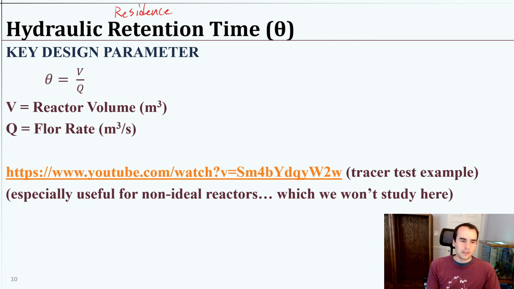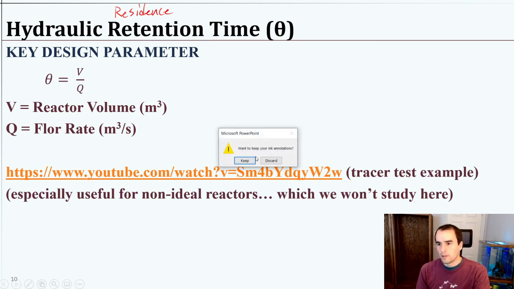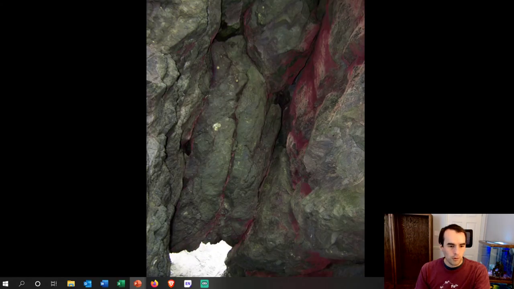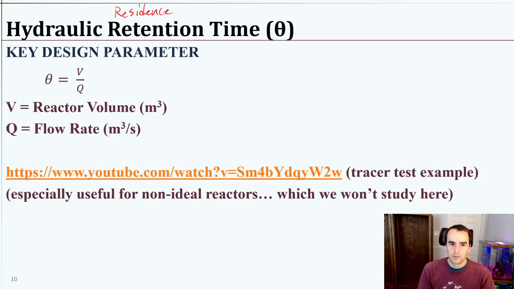So we define this term as theta equals volume divided by flow rate. And because I want to keep fewer typos here, I'm going to fix that typo real quick. Not a floor rate, it's a flow rate. So Q is the flow rate, V is the volume. This means if we take a look at the units, we have meters cubed divided by meters cubed per second. This turns into seconds on top. This is an example. You know, maybe it's days. So essentially it can be any unit of time.